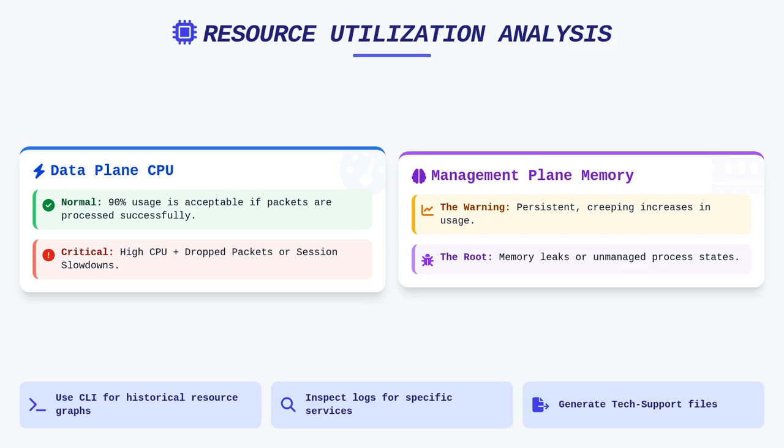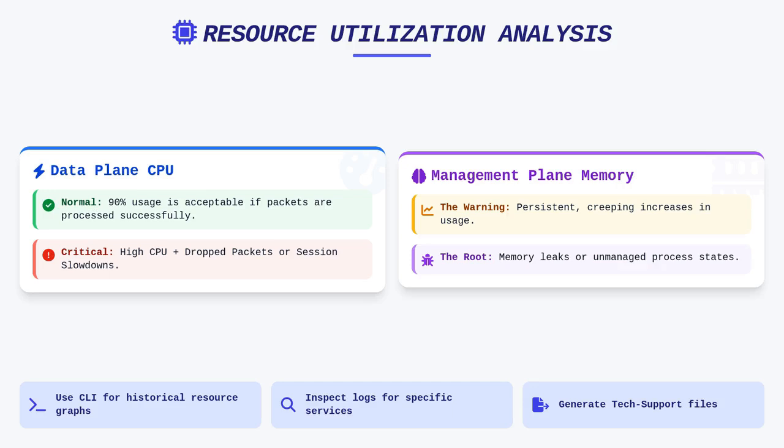CPU utilization is often the first metric engineers inspect, but it can be deceptive without context. Seeing a 90% CPU utilization on the data plane is often normal behavior for a high-traffic firewall, provided that the system is successfully processing packets. However, if that high utilization is coupled with dropped packets or a slowdown in new session establishments, you have a genuine strain on resources. When you investigate these spikes, you should use the CLI command to view system resource monitoring, which displays historical graphs of CPU and memory.